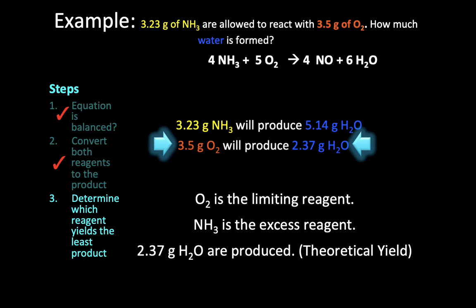So our oxygen is our limiting reagent, ammonia is the excess reagent, and a total of 2.37 grams of water are produced, which is the theoretical yield. I hope that one of those two methods has made sense to you and is easy for you to do. In our next video, we will calculate how much excess there is when doing a chemical reaction.